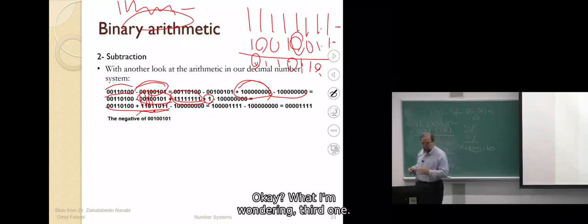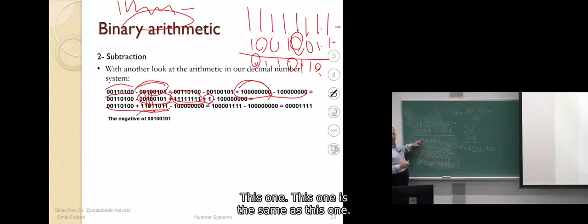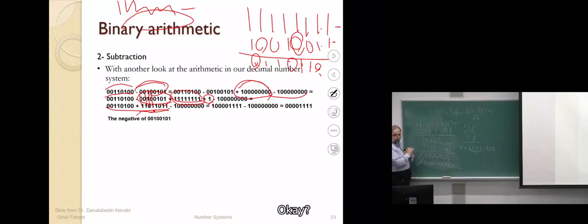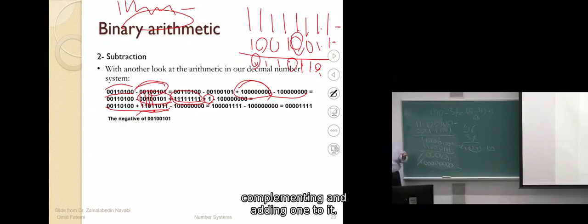Okay? But I'm wondering how the first one and the second one, when you minus it, you get the third one. Could you explain this one? Yeah. This one is the same as this one. We wanted to subtract these two. So this goes here without any change. This one, we complement it and then add 1 to it. Complementing and adding 1 to it.